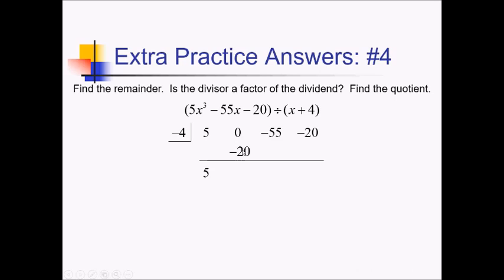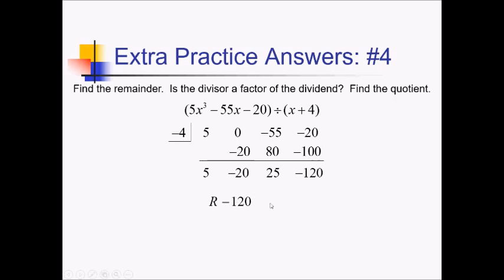We add the top two rows to get the rest of the bottom row numbers. So 0 plus negative 20 is negative 20. Negative 4 times negative 20 is 80. Negative 55 plus 80 is going to be positive 25. Negative 4 times 25 is negative 100. Negative 20 plus negative 100 is negative 120. That last number is our remainder of negative 120.